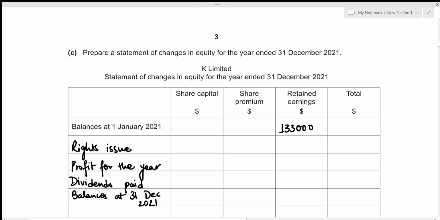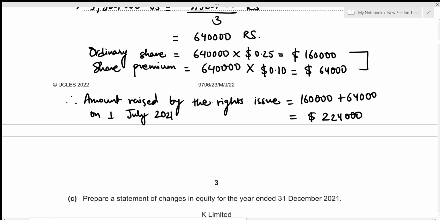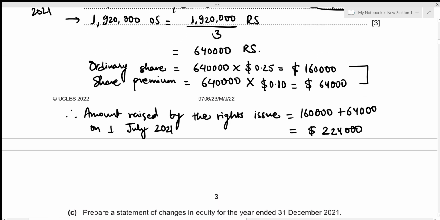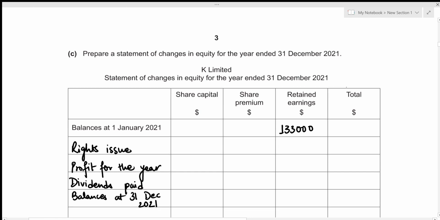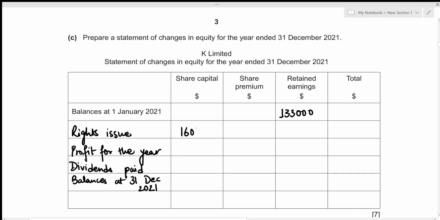Alright, let's record the value for the rights issue. We already figured out the value for share capital and share premium in the above question. In our share capital, the amount to be recorded by the rights issue is 160,000, whereas in the share premium, the amount to be recorded is 64,000. So let's record these two values. So that's 160,000 in share capital and 64,000 in share premium. Rights issue does not affect the retained earnings at all, so there's not going to be any value. So the total is just going to be 160,000 plus 64,000, which results in 224,000.